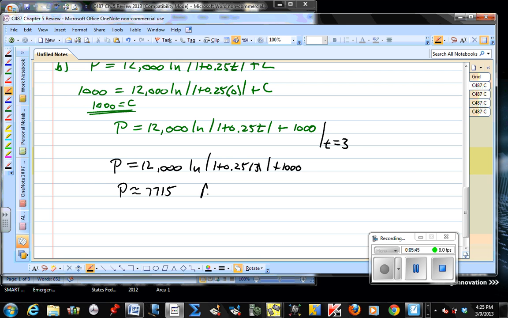So now let's answer the question. At time equals 3 days, the population will be about 7,715 bacteria.